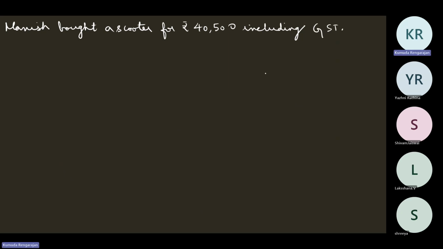See here, Manish bought a scooter for rupees 40,500, including GST. So 40,500 includes the value of the GST also. That means it has two things: the cost of the scooter and the value of GST. Both put together is 40,500. Both put together because it includes GST.